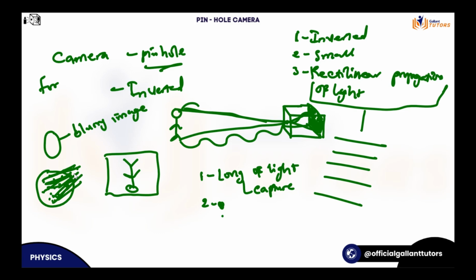Now, the smaller the pinhole camera, the more the sharpness of the image produced. Now, that means to say, if we increase the pinhole camera, the sharpness decreases. Is that very clear? All right, so do not forget that.